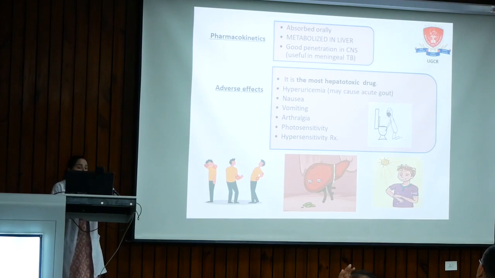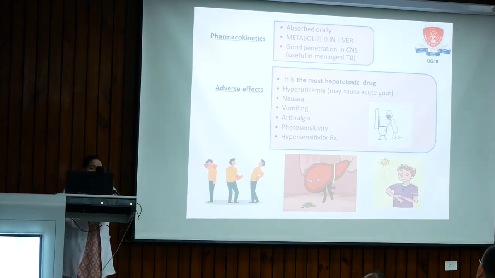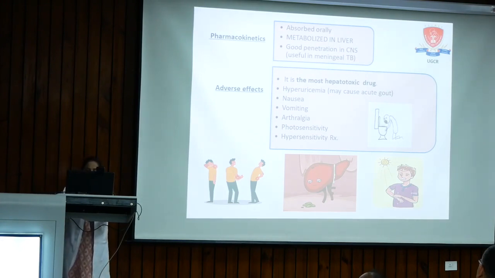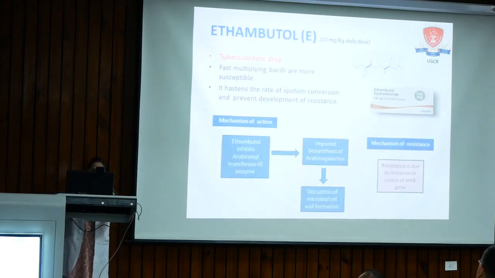It has very good penetration in CNS, so it is useful in meningeal tuberculosis. Pyrazinamide is the most hepatotoxic drug among all the first-line drugs. Hyperuricemia, nausea, vomiting, arthralgia, that is joint pain, photosensitivity, and hypersensitivity reactions are other adverse effects of pyrazinamide.